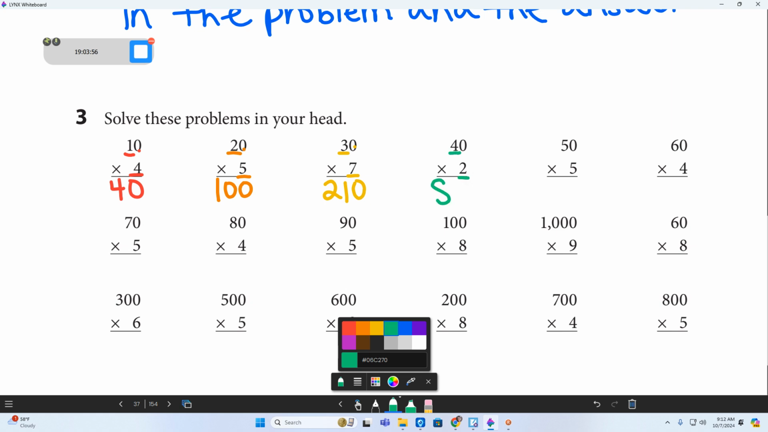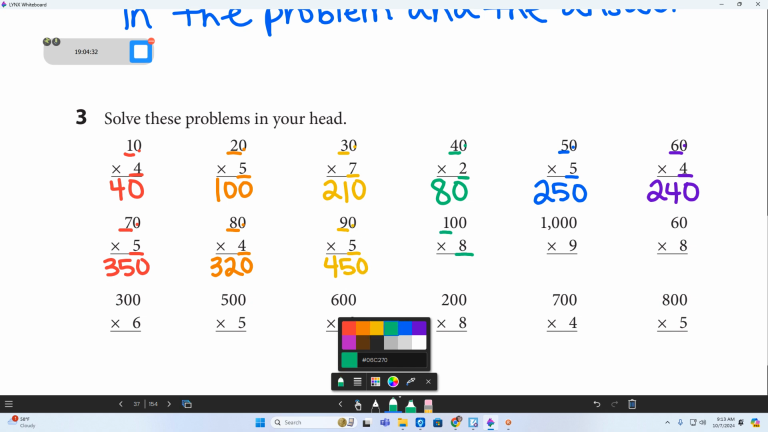4 times 2 is 8. A 0 in the problem, a 0 in the answer. 5 times 5 is 25. A 0 in the problem, a 0 in the answer. 6 times 4 is 24. A 0 in the problem, a 0 in the answer. All right, let's keep moving. 7 times 5 is 35. A 0 in the problem, a 0 in the answer. 8 times 4 is 32. A 0 in the problem, a 0 in the answer. 9 times 5 is 45. A 0 in the problem, a 0 in the answer.